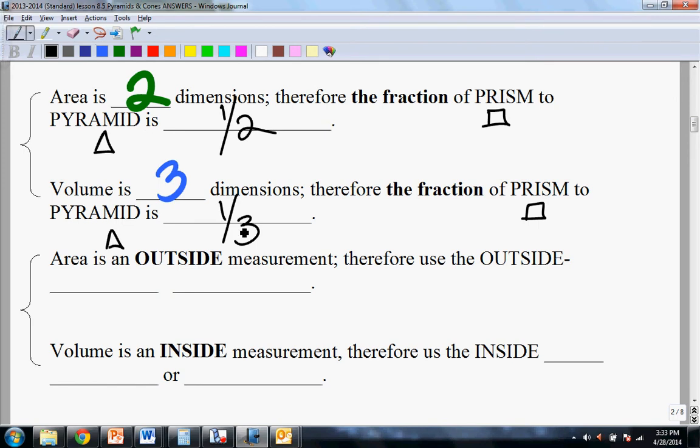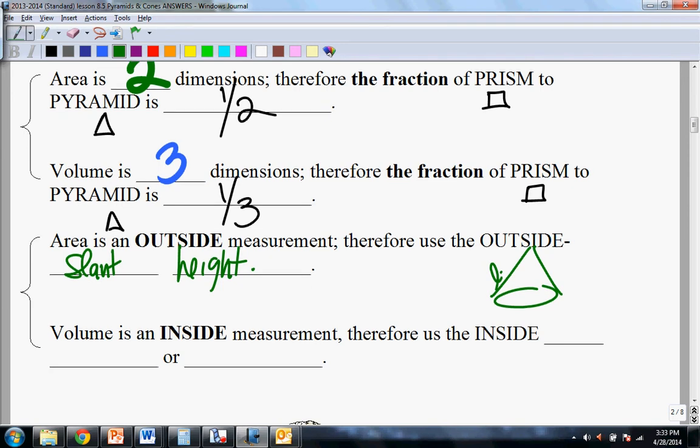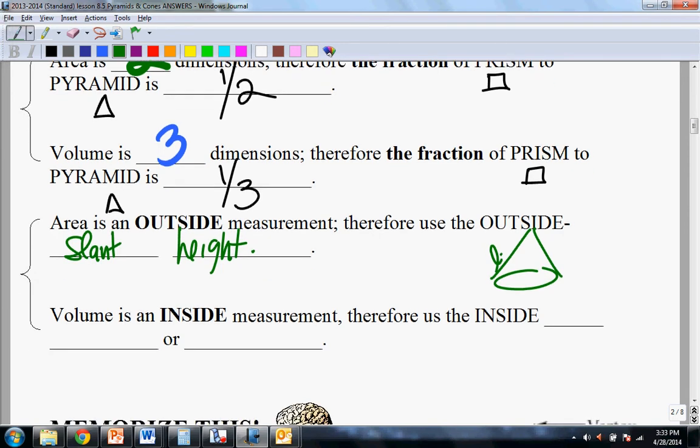Area is an outside measurement. It's like wrapping paper. So because we're using an outside measurement, when we deal with area, we use the outside slant height. Volume is an inside measurement. So when we deal with volume, we want to deal with the inside true height, also known as the altitude.